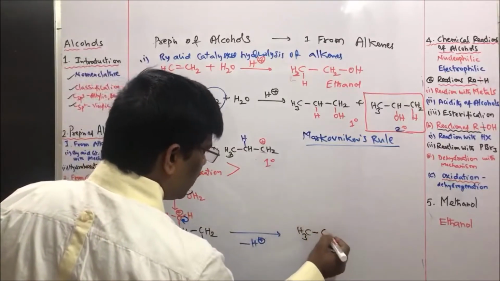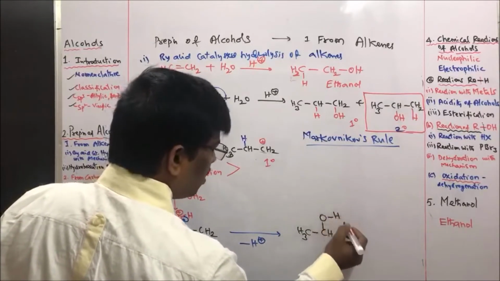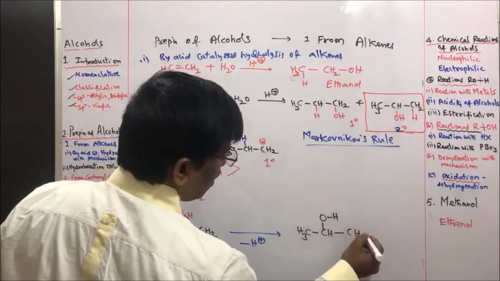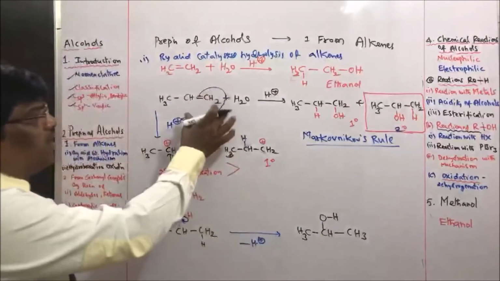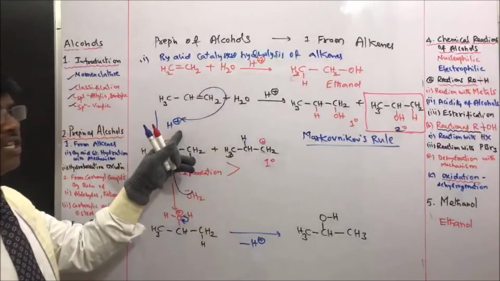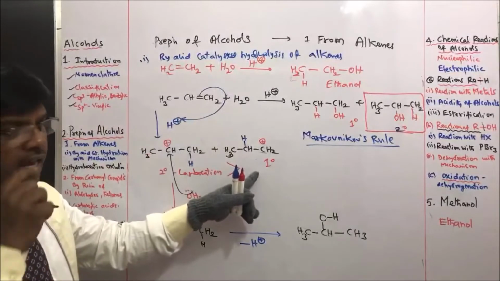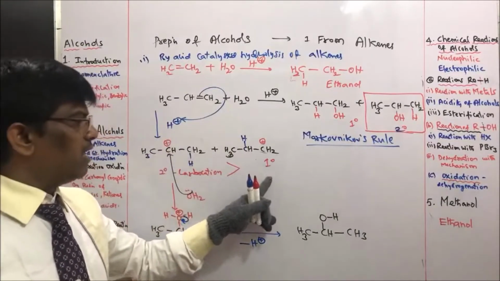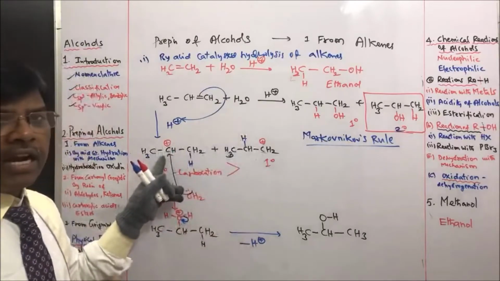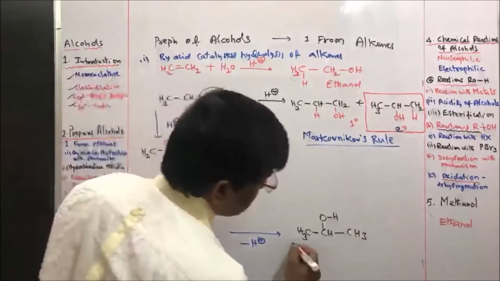What is the alcohol we are going to get? This is secondary alcohol. We are going to get secondary alcohol. This is nothing but isopropyl alcohol. The mechanism is very simple. The first step is addition of proton, and in this case you can expect two types of carbocations: the secondary carbocation and this primary carbocation. This secondary carbocation is more stable. So in this step we are going to get this secondary alcohol.